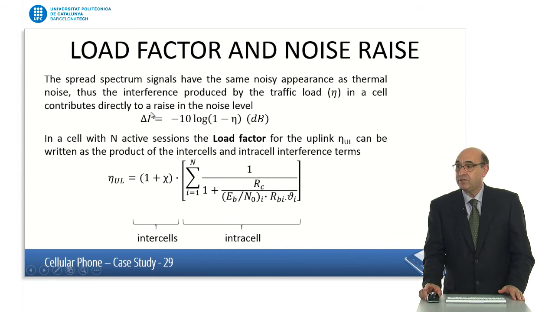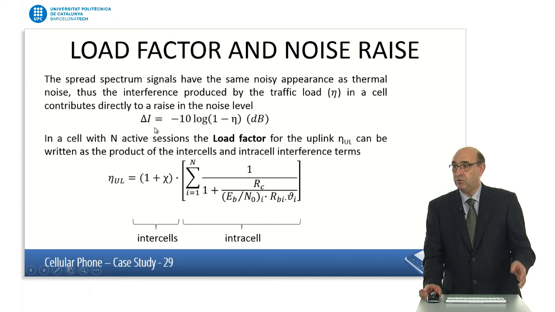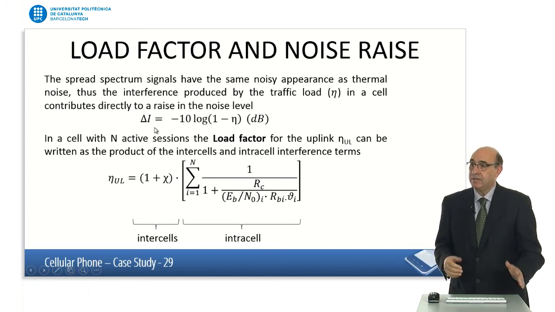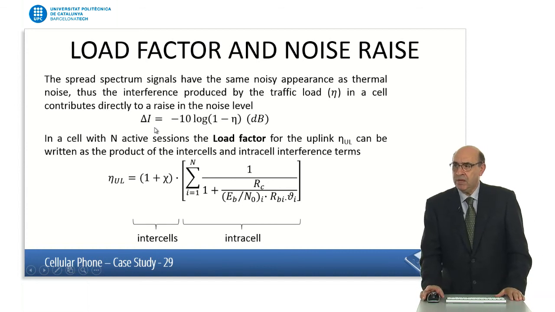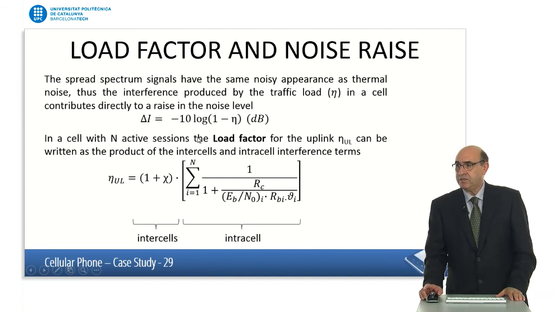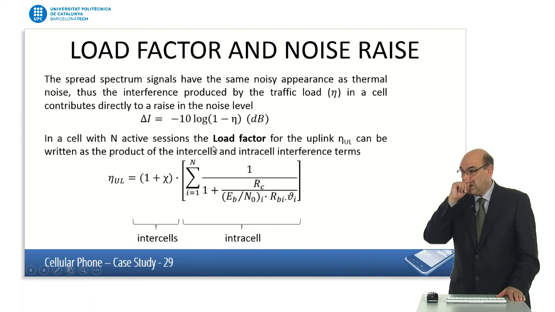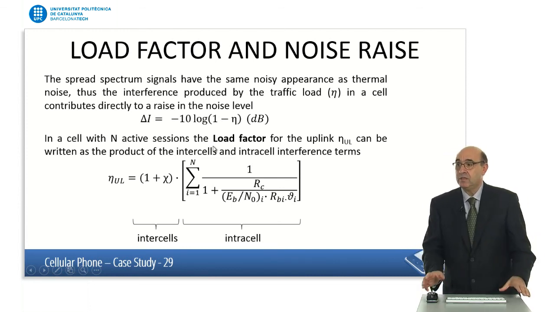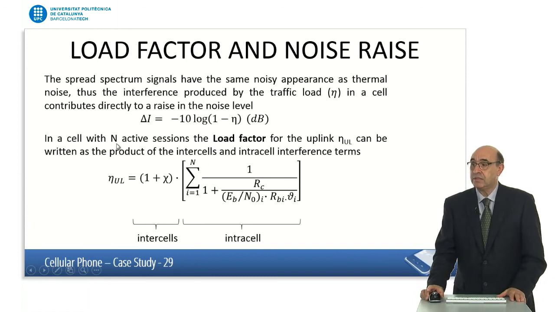The interference level is just dependent on the load factor. The higher this load, certainly the larger the interference. The lower this value, the lower this will be. So in this case, this is just the main parameter. So the interference level is depending on the load factor, and the load depends on the number of active users or active sessions in this cell.